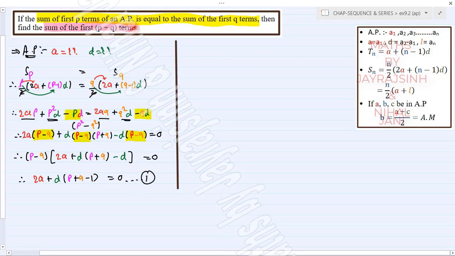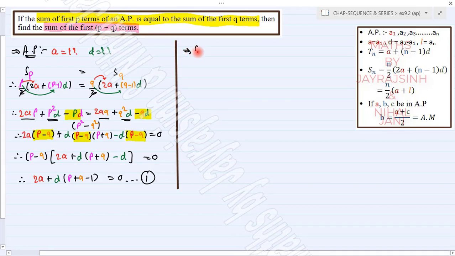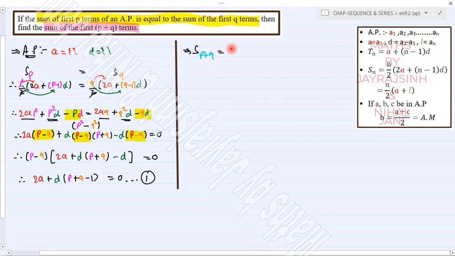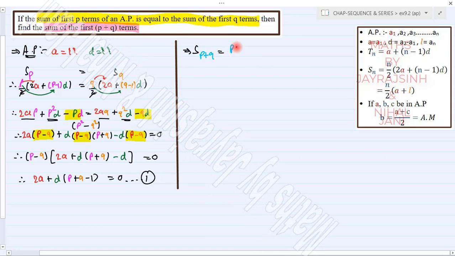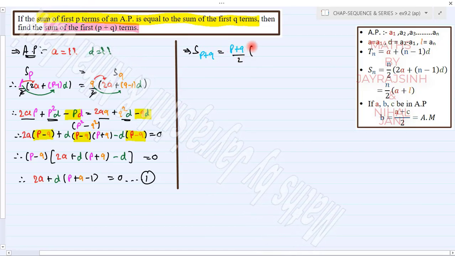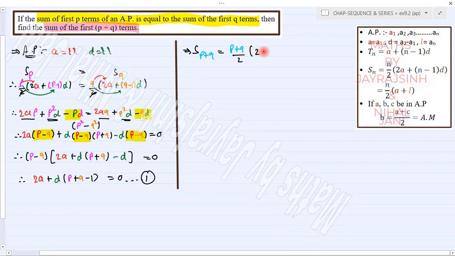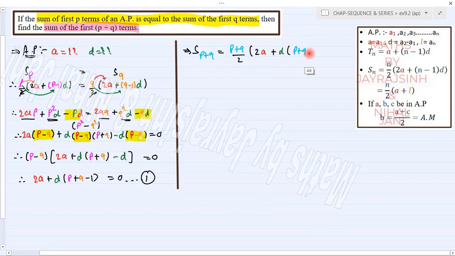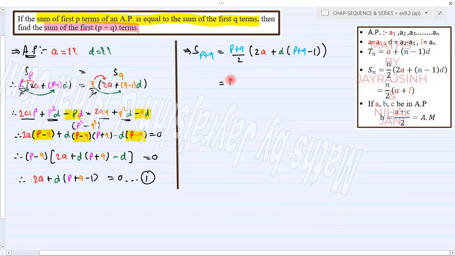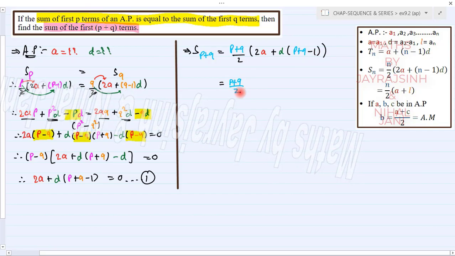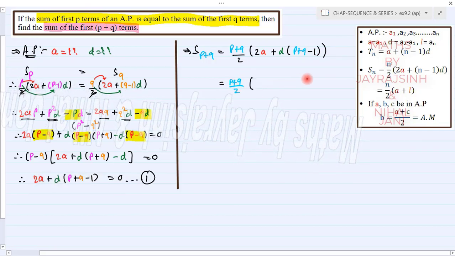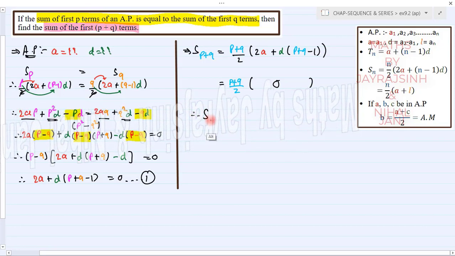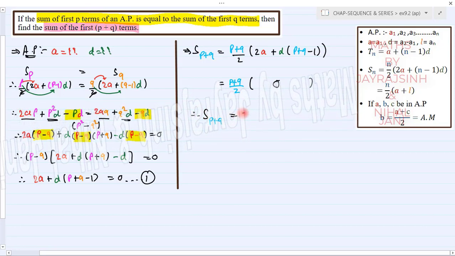Now let's remember what we have to find. We have to find the sum of first p plus q terms. That means you have to replace your n by p plus q. So you get p plus q by 2 into 2 times a plus d into p plus q minus 1. But we already calculated in equation number 1 that this bracket is equal to 0. Therefore, the sum of first p plus q terms will be 0.